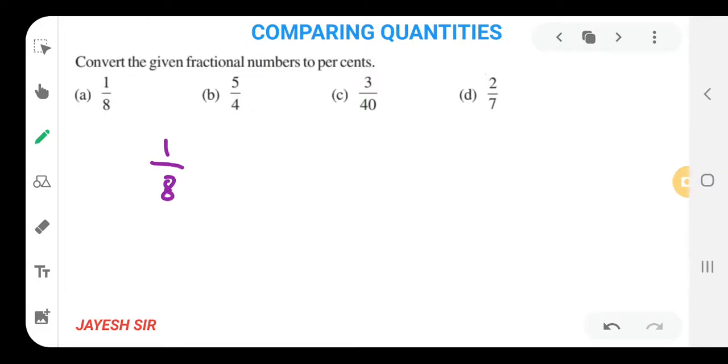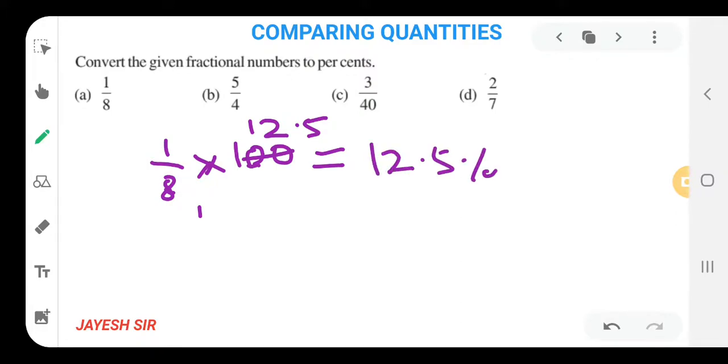So this is 1 by 8, our first sum, multiplied by 100. Now we are going to solve. Many students might be facing a problem with what to do and how to deal with it. As I know the table, 8 ones are 8 and it would be 12.5. So directly you can say it is 12.5%. You can solve it on your own by dividing and you are going to get this answer only. I hope you all are getting it. It is an easier type of sum.